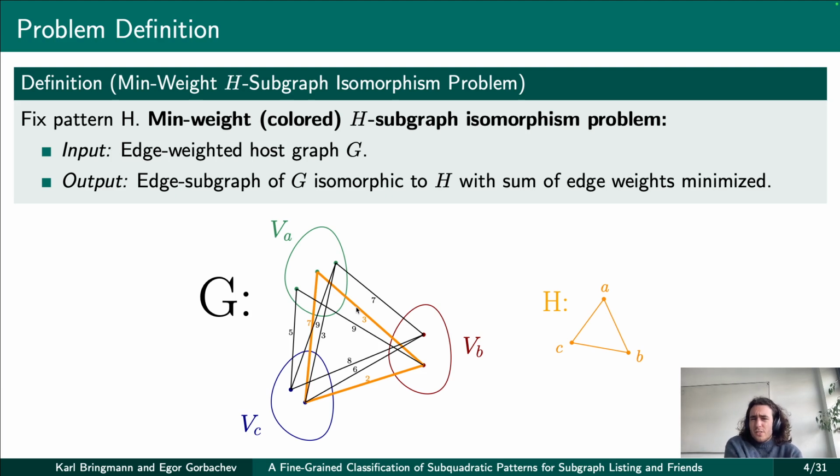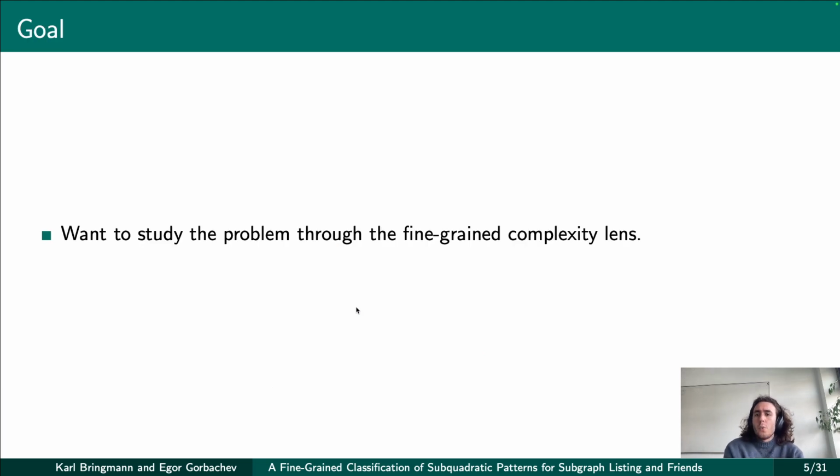But we do not focus on the minimum weight triangle specifically. We want to look at this problem through the fine-grained complexity lens. So ideally, for all patterns H, we would like to find an optimal algorithm and a matching conditional lower bound. But this would probably be too ambitious, as this is a big open problem in parameterized complexity theory.